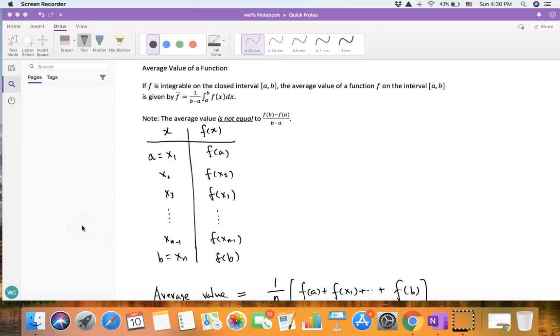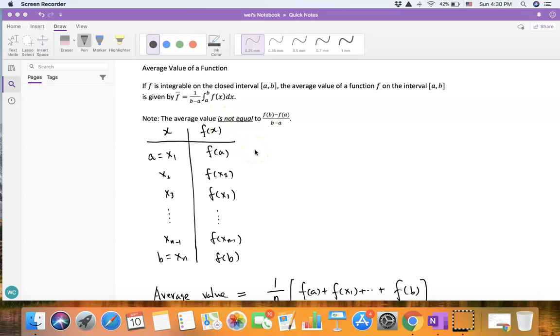In this video, I want to show you what the average value of a function is. The definition is: if a function f is integrable on the closed interval [a, b], then the average value of this function f on this interval is given by the definite integral from a to b of this function, divided by this number b minus a. I will show you now. This is a continuous version of the definition.